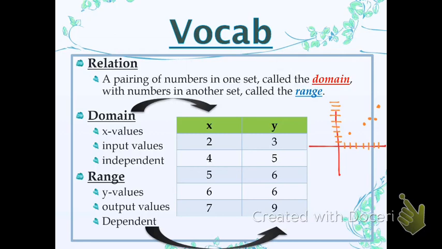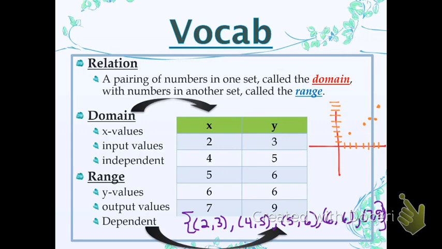When you write it as a set, you would write each ordered pair in parentheses, so (2, 3), (4, 5), (5, 6), (6, 6), and (7, 9). And then to make it a set, you take that list of ordered pairs and you put it in a set of curly brackets.